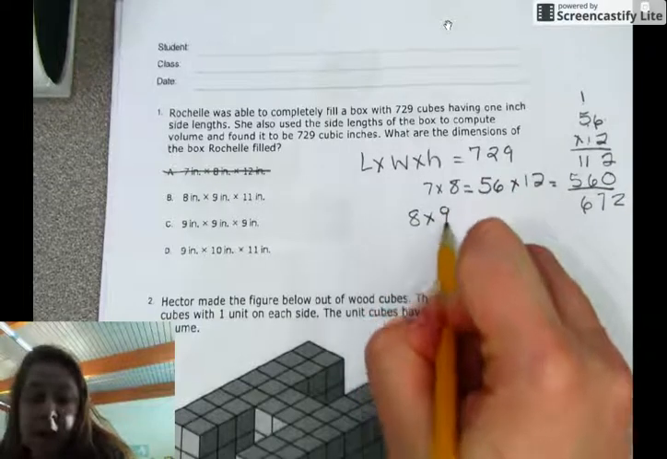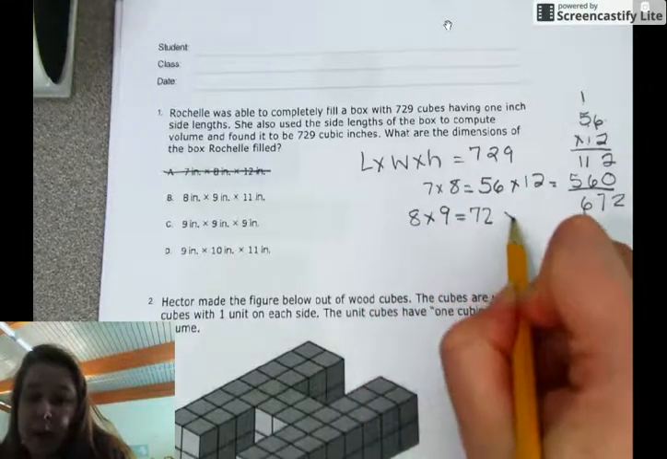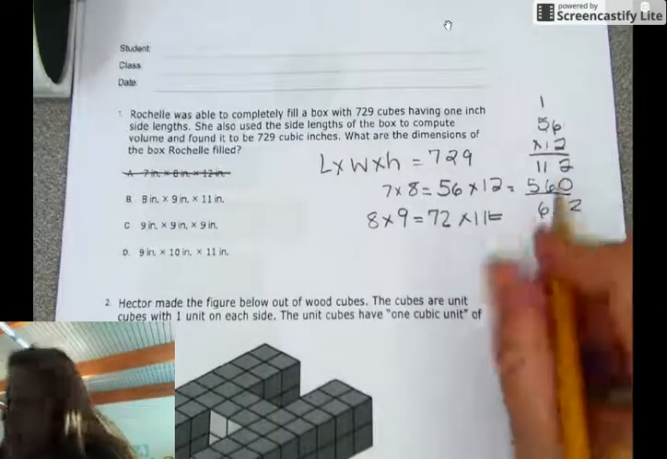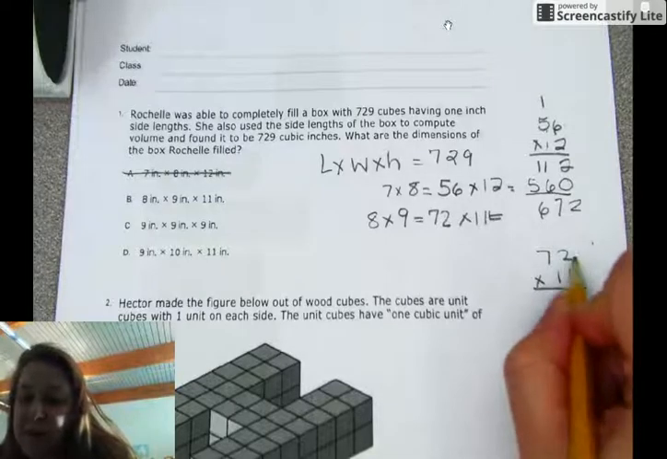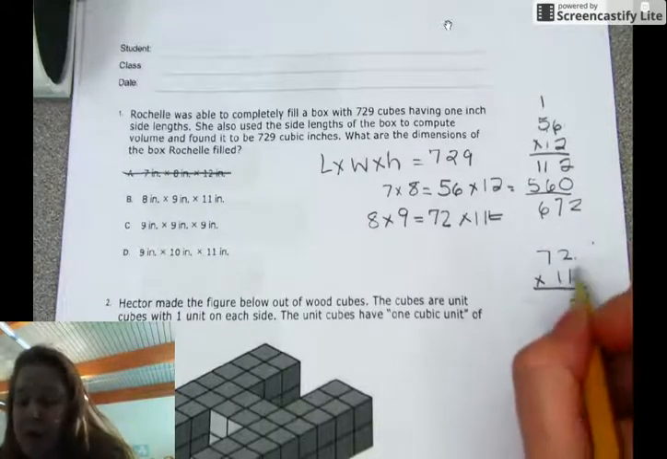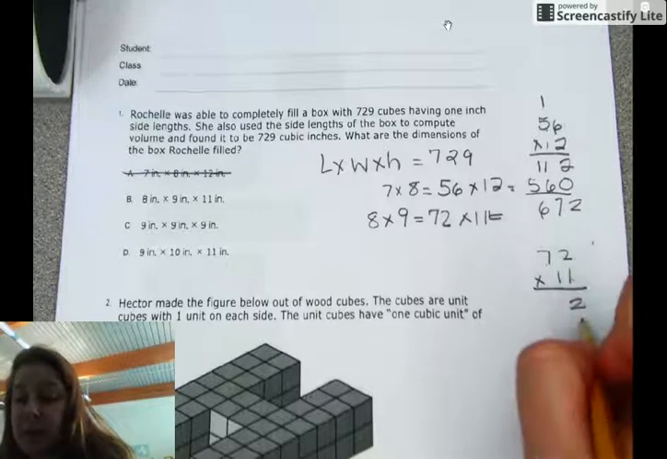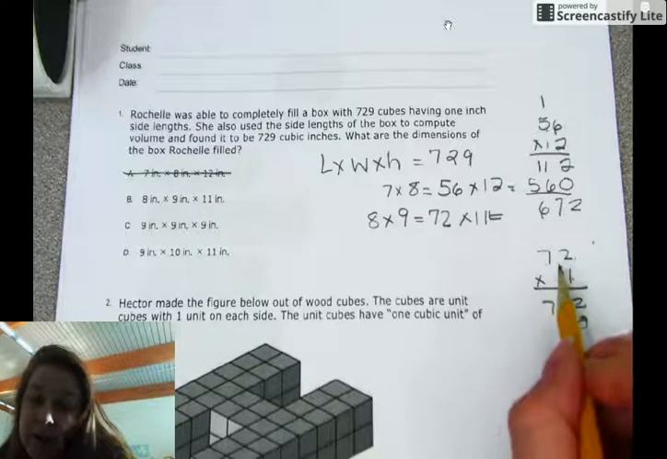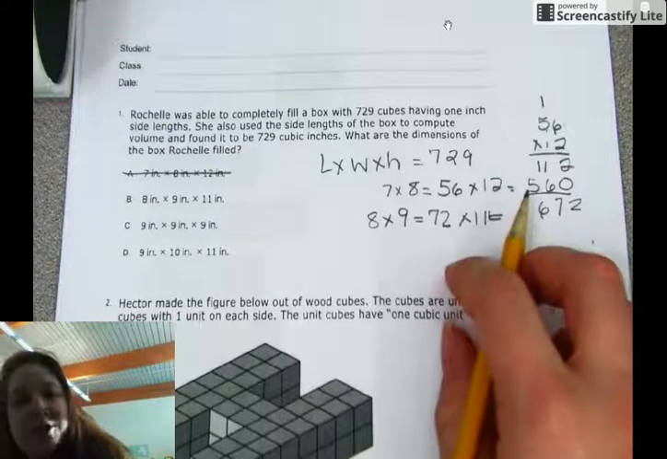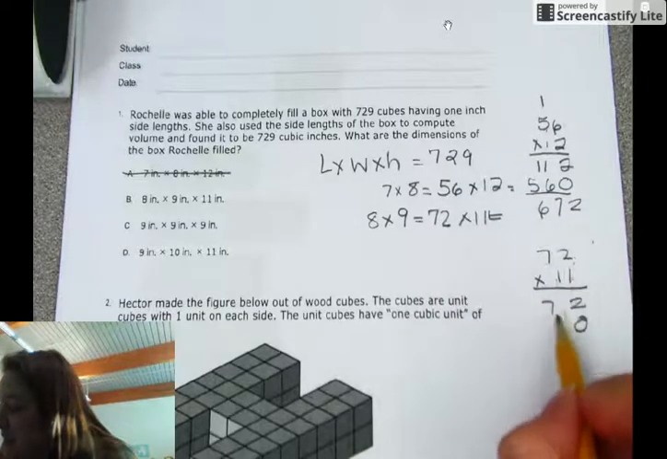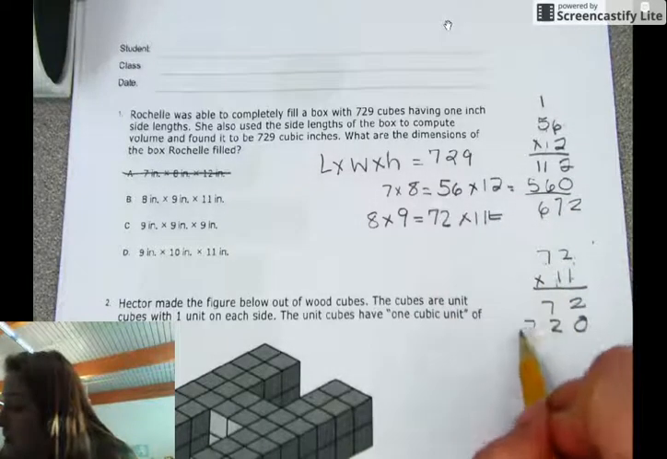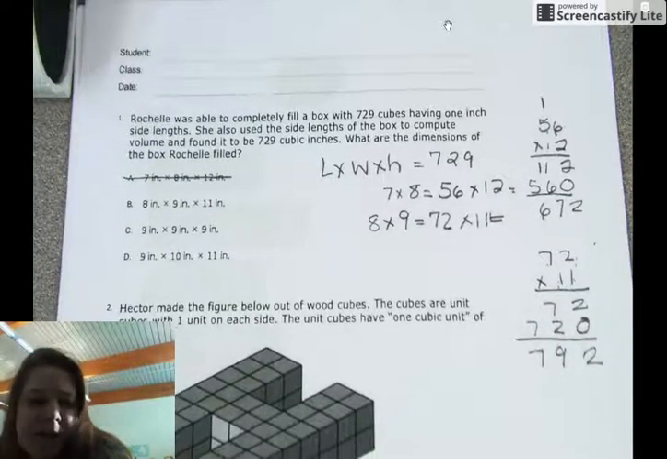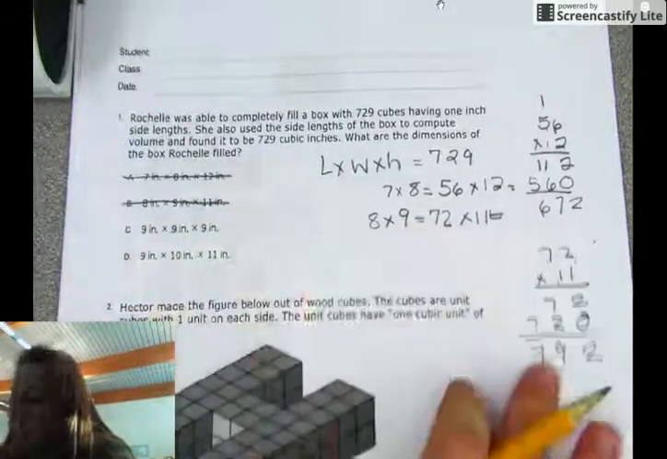8 times 9 equals 72, times 11. Once again, I can't do that in my head, so I'm going to come over here and do 72 times 11. 2 times 1 is 2. 1 times 2 is 2. 1 times 7 is 7. Trade your 0. Then 2 times 1 is 2, and 1 times 7 is 7. So when I add, I get 792. Still not the answer that I'm looking for, so it can't be B.